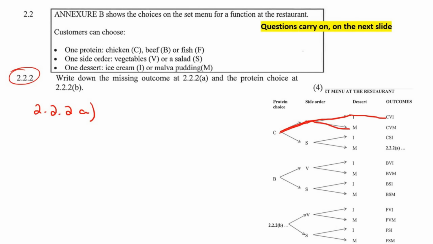So, see, if you take the top path, that goes there. If you take that path, that goes there. If you take that path, that goes there. And then if you take, let me do this in a different color, if you take that path, that would go there. So that would be CSM.